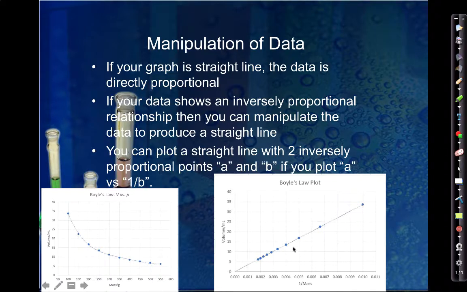Why do we want this straight line? Because then if we have this, that means our slope is constant. So we can find whatever the constant is in this experiment. We could also use that to make a trend line equation.